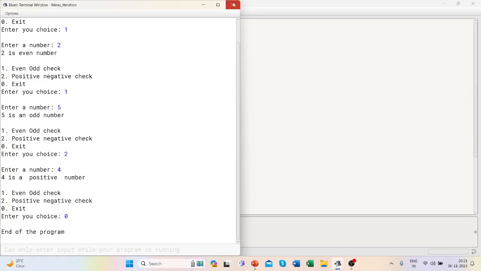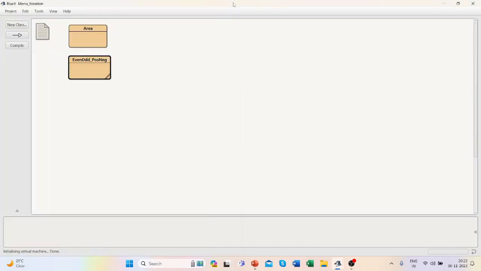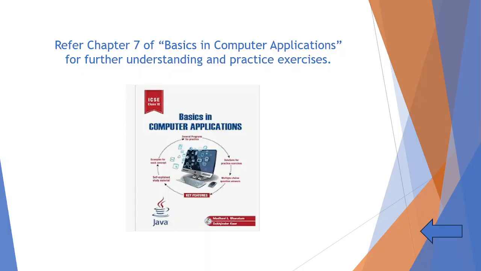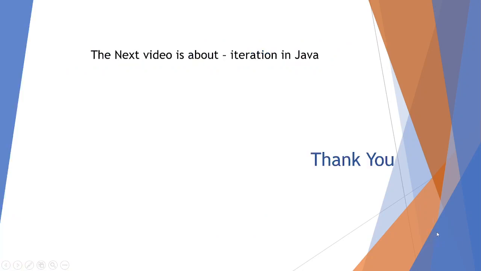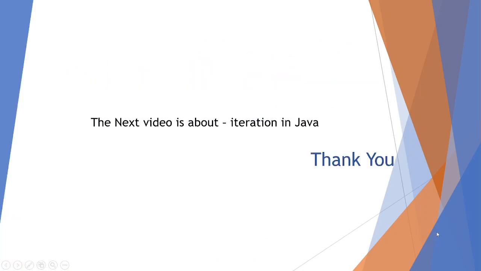So this is about a menu program which has an iteration. We can appreciate iteration because it repeats things. The next few videos are about iteration only. Refer to chapter 7 of Basics in Computer Applications for further understanding and practice exercises based on menu programs. The next video is about iteration in Java.